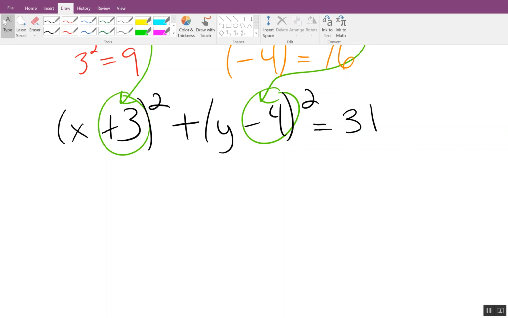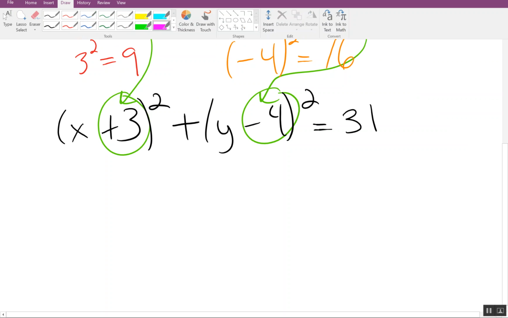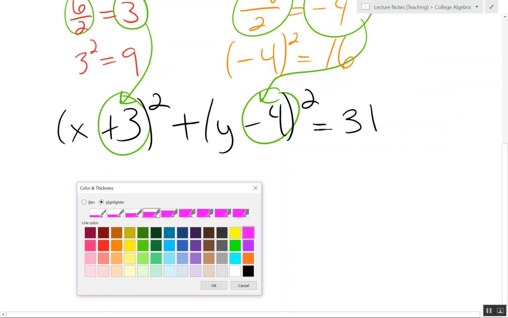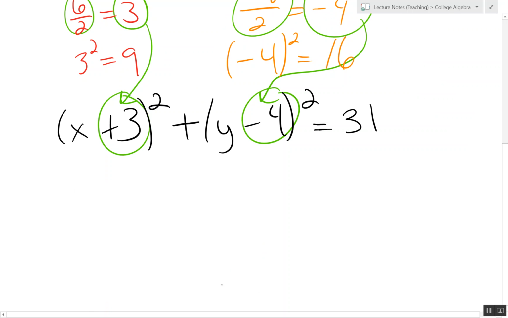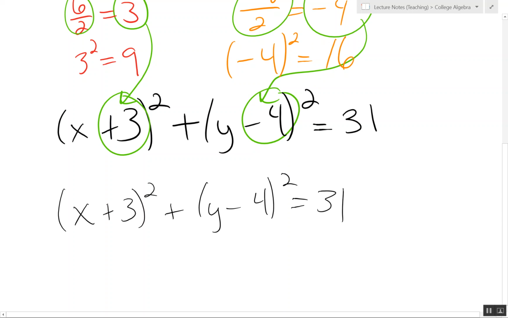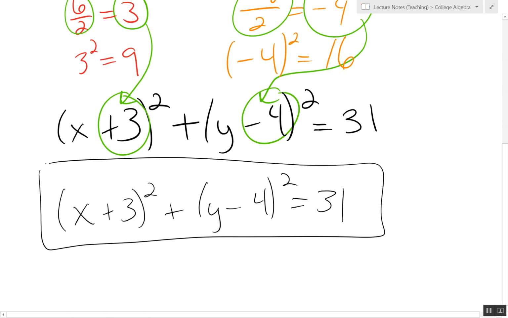So let me rewrite our answer so you have a final answer. So our final answer turns out to be, I don't want chisel, I want a pen, x plus 3 all squared plus y minus 4 all squared equals 31. So this is the last video.